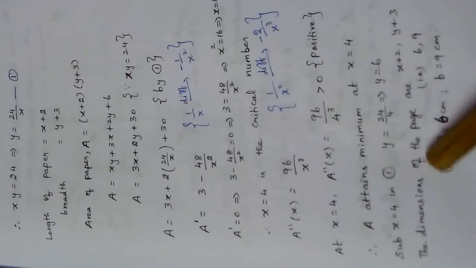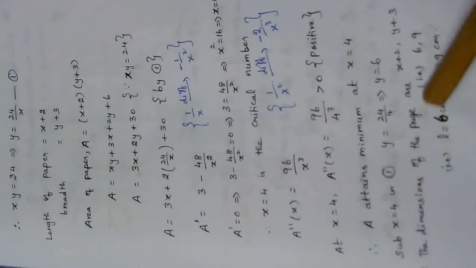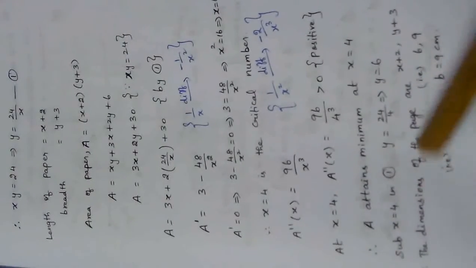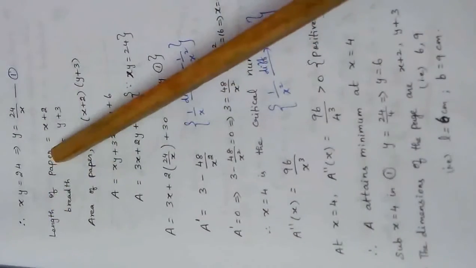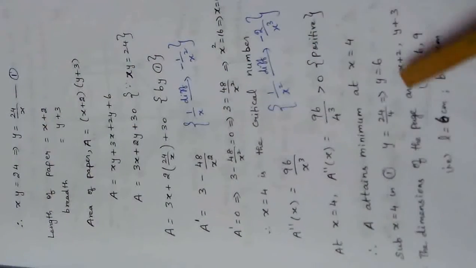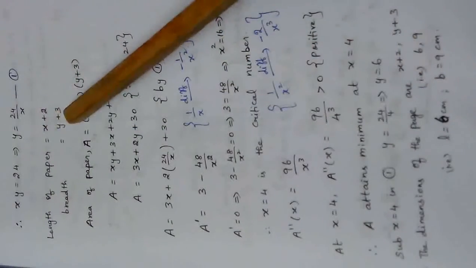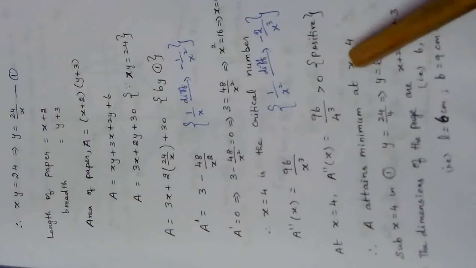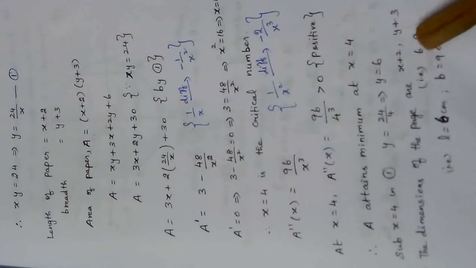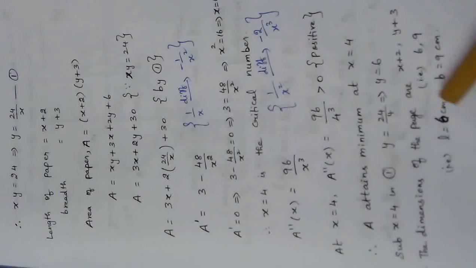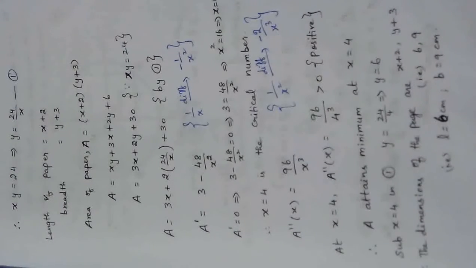Now we are going to write the dimensions of the page. This is the question that was asked to us. The dimensions of the page. What is the length of the paper? x plus 2. So the dimensions are x plus 2 and y plus 3. Out of which we know x now. 4 plus 2, 6. y plus 3 means 6 plus 3, 9. So the dimensions are 6 centimeter, that is length of the paper should be 6 centimeter, breadth of the paper should be 9 centimeter, which is the answer for this problem. Going to the next sum.